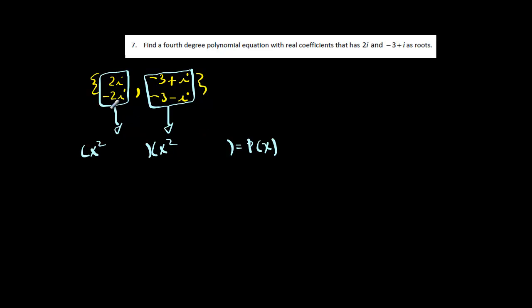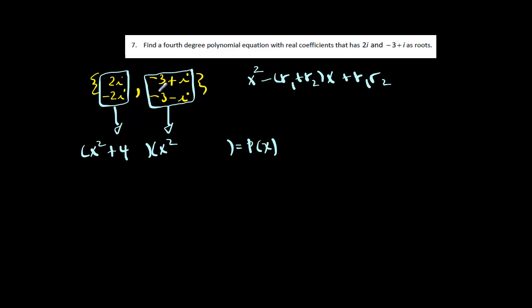So if I add these together, I get 0, so that's going to eliminate the middle term. If I multiply these together, I get -4i squared, which is +4. Again, we're using the idea of building a polynomial from the sum of the roots and the product of the roots.